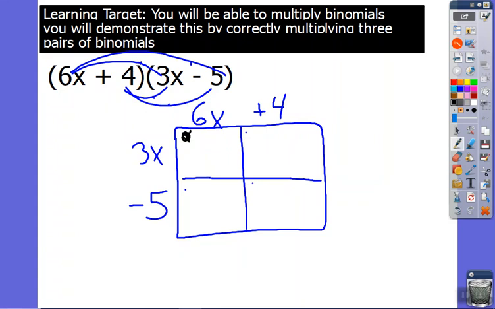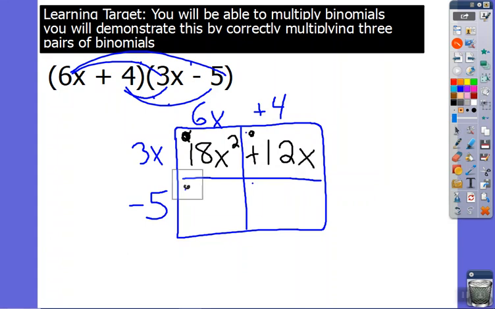So 3 times 6 is 18. And then please don't forget the x and the x. Well, there's 2 of them, so I'm going to write it as x squared. Okay, now we're moving to this box over here to the side. It's the 4 above times a 3x on the side. So 3 times 4 is 12. I'm going to remember that positive sign, and I'm going to remember that x.